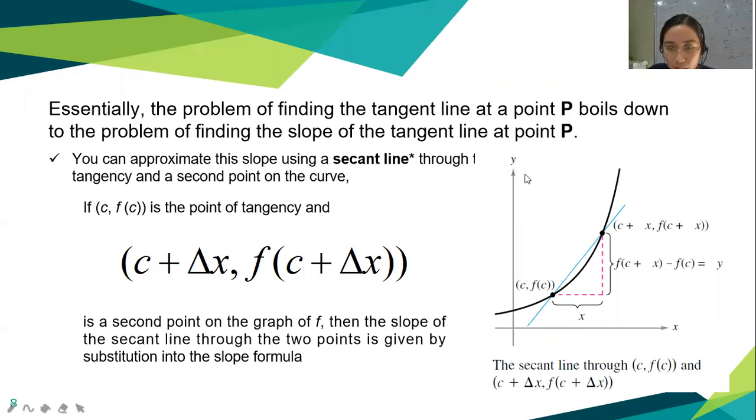So check this figure on the right side of the screen, no? We have point C plus delta x and f of c plus delta x, and then point c and f of c. So we can draw a second line if we connect the two points.